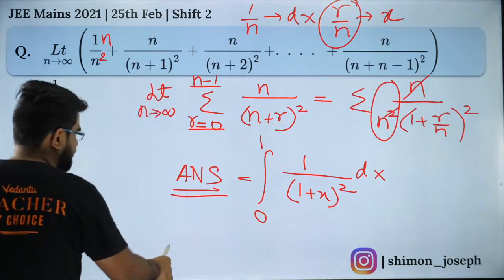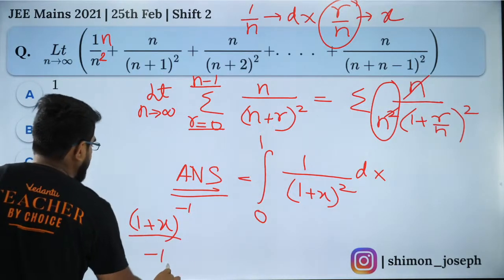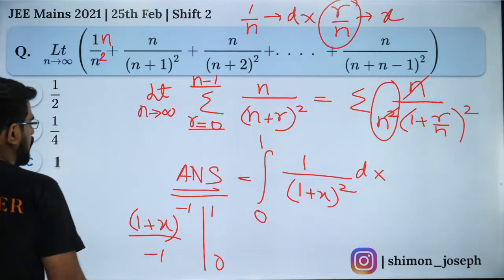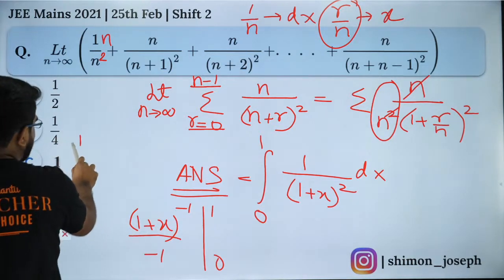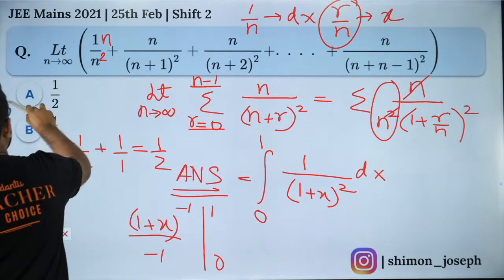How do you integrate this? So this is going to be (1 plus x) to the power minus 1 by minus 1, and I'll put the limits from 0 to 1. So what is going to be the upper limit? It will be minus 1 by 2. It will be plus 1 by 1. So the answer is 1 by 2, which is option A.